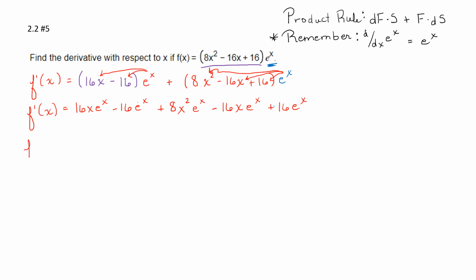Now I'm just going to combine like terms. So this 16 e to the x minus this 16 e to the x cancels. This negative 16 e to the x plus 16 e to the x cancels. And so the only thing left is the 8x squared e to the x.